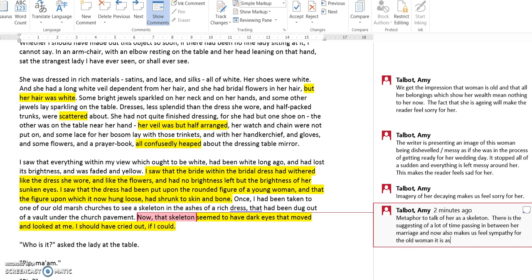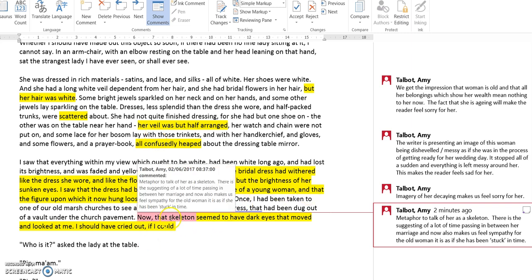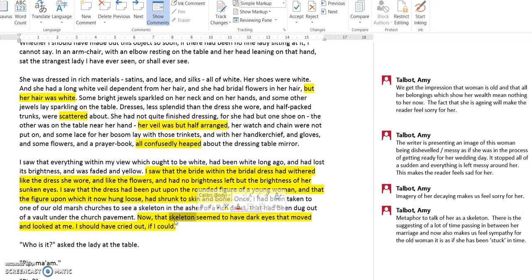It is as if she has been stuck in time. Nothing has moved forward for the old woman. She's just stuck in this kind of room with all of this dishevelled mess around her, slowly aging and turning into this horrific image of a skeleton with sunken eyes.